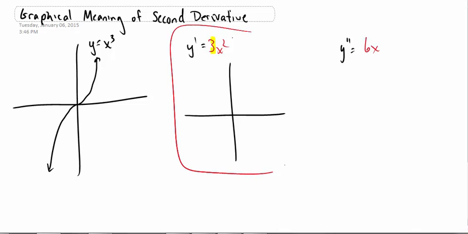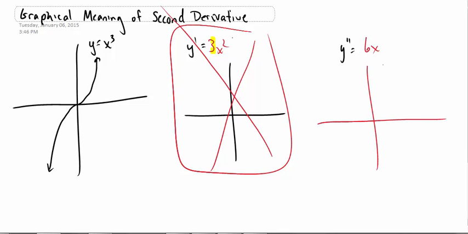I'm not going to worry about the first derivative right now. We talked about that in the previous video. But the second derivative being 6x, well, if we graph that, that's going to be a line with a y-intercept of 0 and a slope of 6.